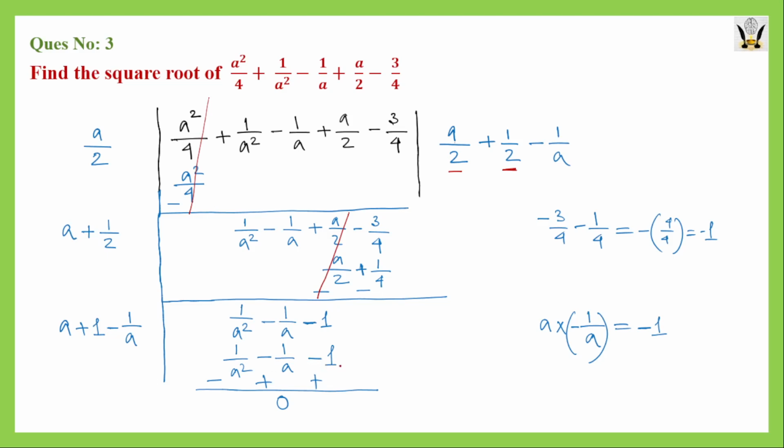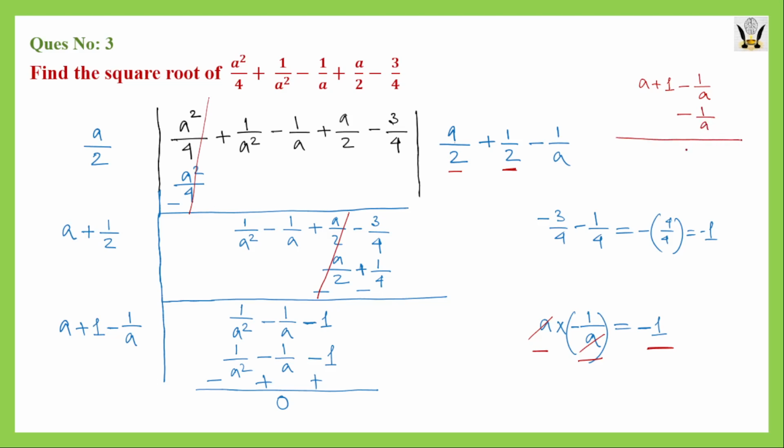So how to get minus 1 from a? When a will be multiplied by minus 1 by a, then this a will cancel each other, and the result will be minus 1. That means the term that we will be adding here is minus 1 by a. Now initially we had these two terms, a plus 1, and now we have added this term minus 1 by a, and we will be multiplying by the same term minus 1 by a.